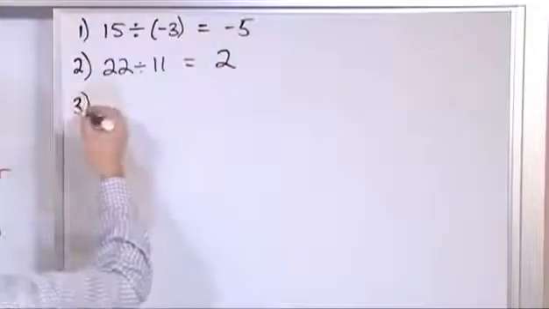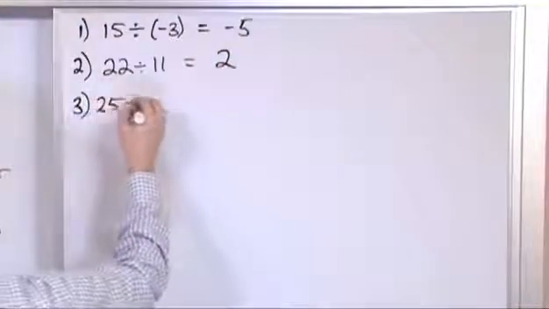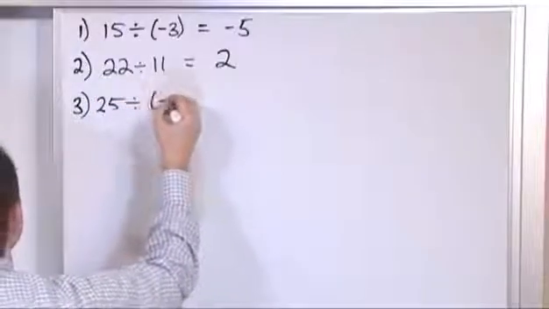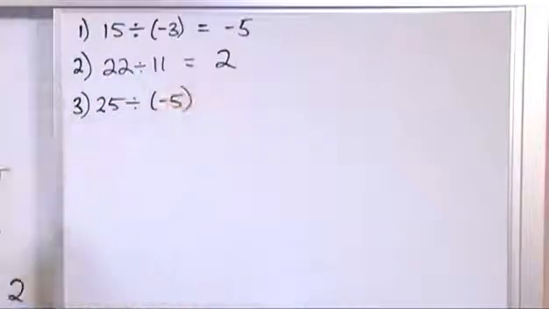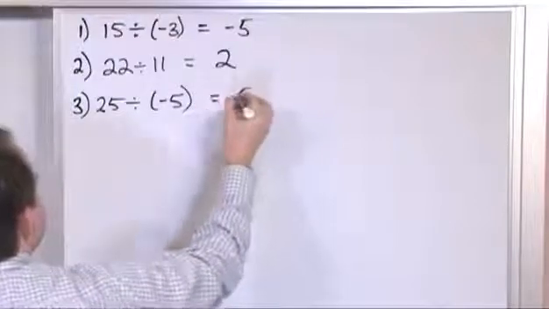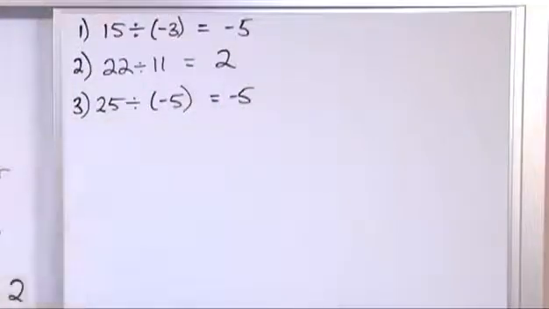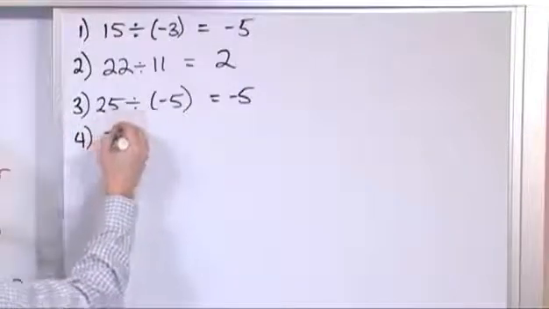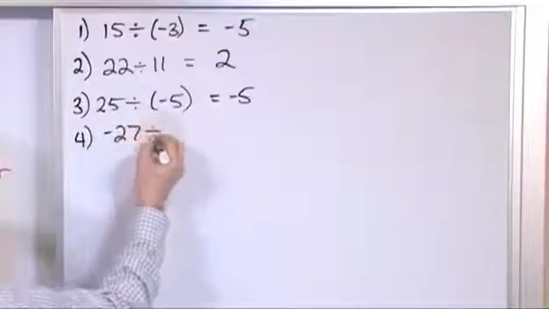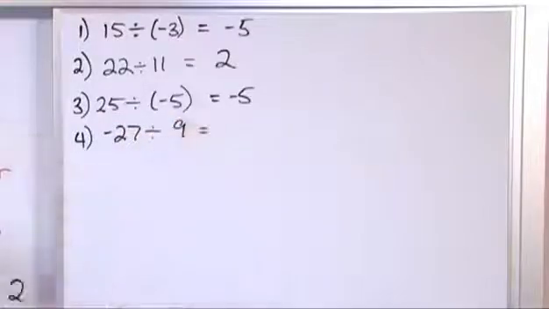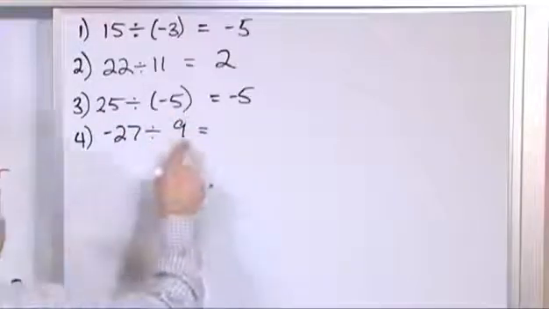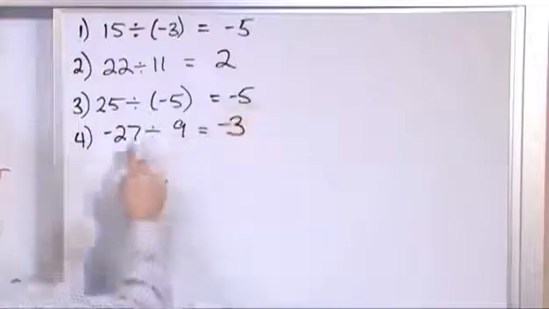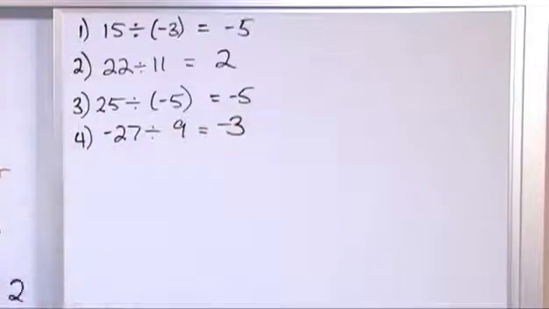What if we had 25 divided by negative 5? Well, what we'll do there is divide, so we'll get the answer of 5, but the answer is going to be negative because these signs are different. What if we had negative 27 divided by 9? 27 divided by 9 gives us 3, but it's negative 3 because these signs are different.